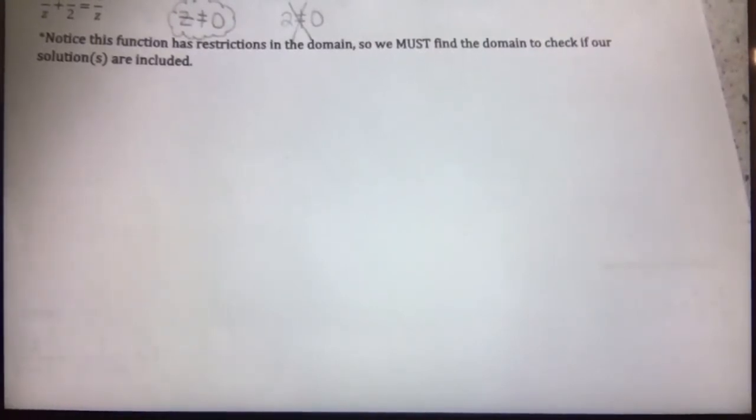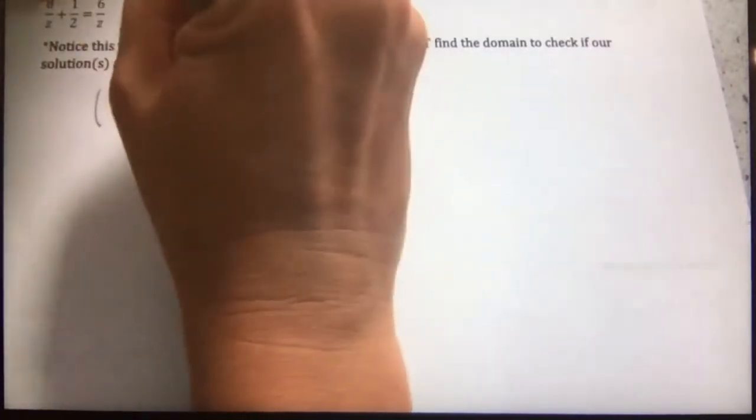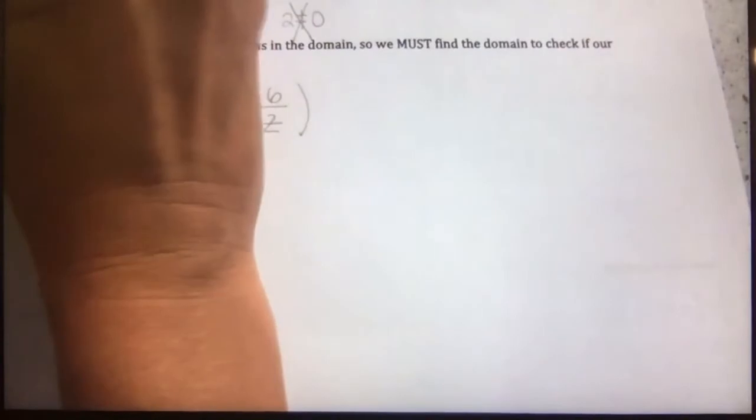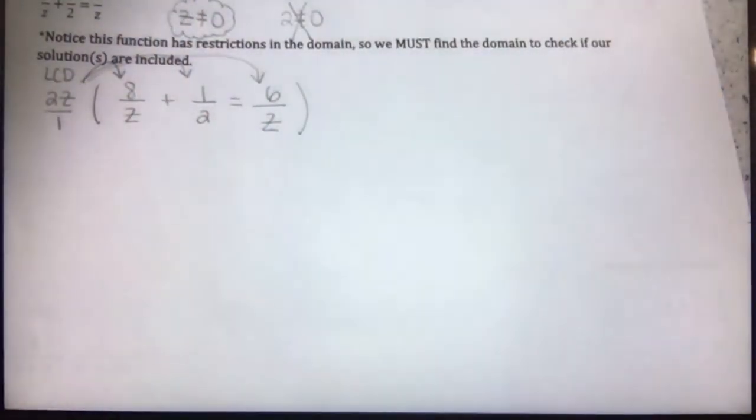So it's fractions. Let's get rid of our fractions. Fractions mean divide. So in order to get rid of our fractions, just like we did on test 1, what did we do? Multiplied by the LCD. Perfect. So 8 over z plus 1 over 2 equals 6 over z. Multiplying everything by our LCD, which is 2z. If it helps you to write 2z over 1, go for it. We're going to distribute this 2z to every single term on both sides of our equation to keep it balanced, and multiply across, top times top, bottom times bottom.